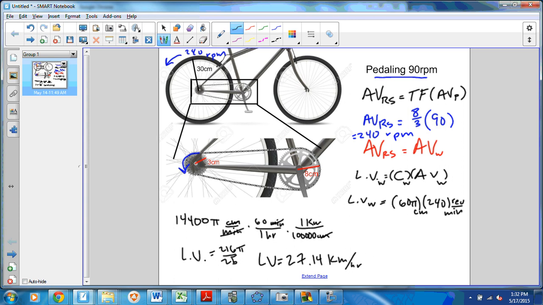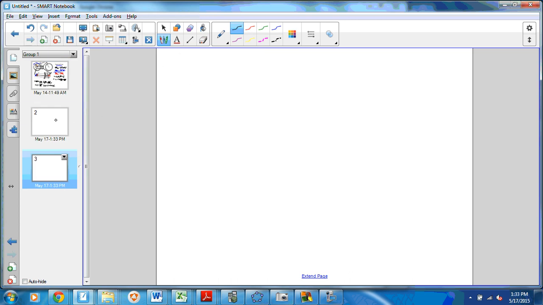So now we're going to go through where I actually have to work backwards. If I'm given this linear velocity, can I work back to find the pedaling? But again, you're just working backwards through these calculations. So let's go a little bit slower even. Let's go 20 kilometers per hour.